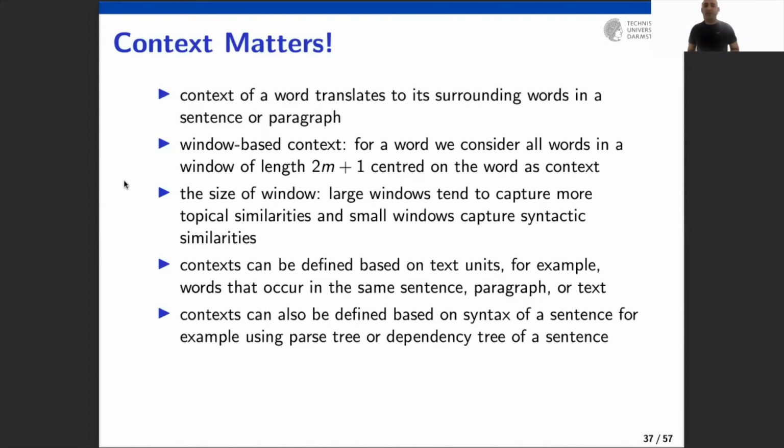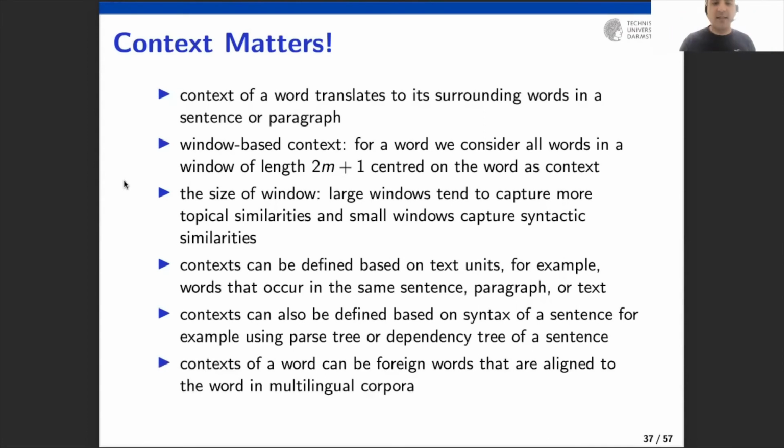Contexts can also be defined based on syntax of a sentence. For example, using parsing or dependency tree of a sentence. In this way, you can consider long distance relations between words. And contexts of a word can be foreign words that are aligned to the word in a multilingual corpus. So you can go beyond one language. So if you have one word like cat, and you have Katze in German, you can find the words that occur in other languages, and you connect them to this word as context.